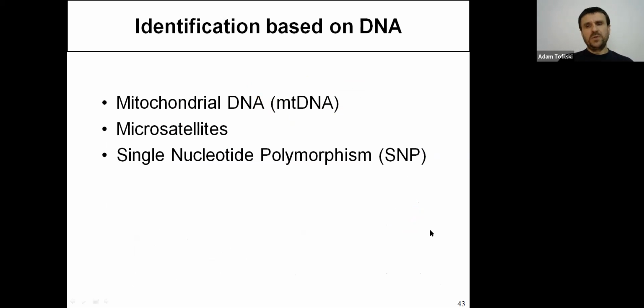Some people probably know that there are genetic methods of identification of subspecies, and I'm not really an expert in molecular methods based on DNA, but I would like to mention quickly that some of them are based on mitochondrial DNA, and this method is quite good, but it's not able to detect hybrids because mitochondrial DNA is inherited only from the mother.